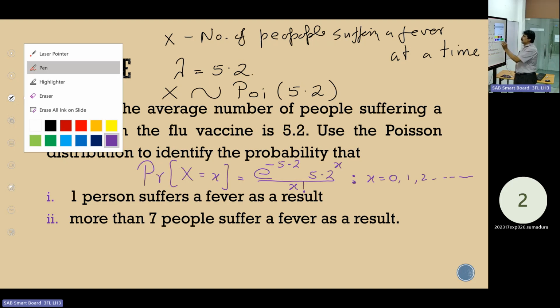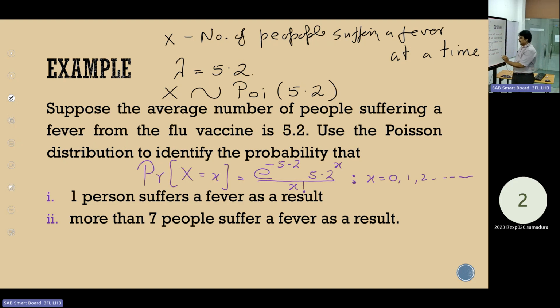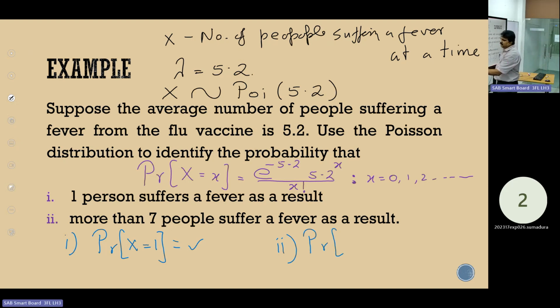So now what are they asking for? The first part: one person suffers a fever. What do we have to find? Probability of X equals 1. That's it. Then the second part: more than 7 people suffer a fever, so probability X more than 7. So how do we calculate this one?